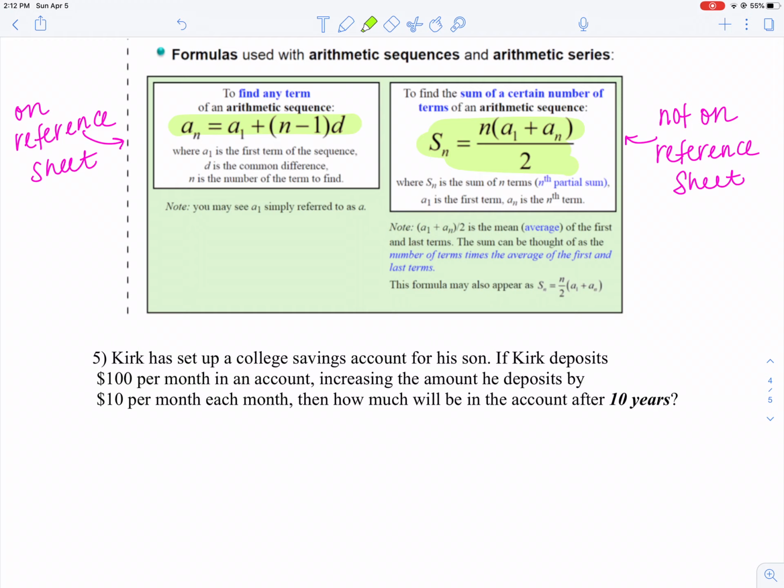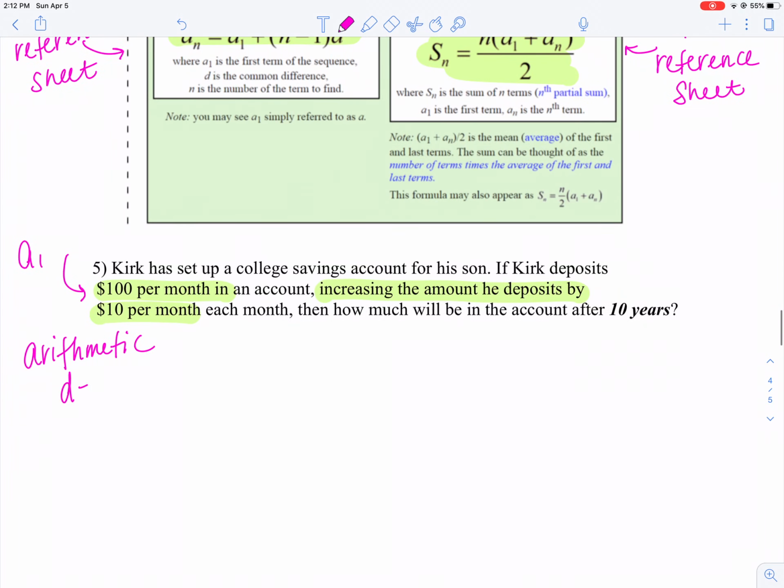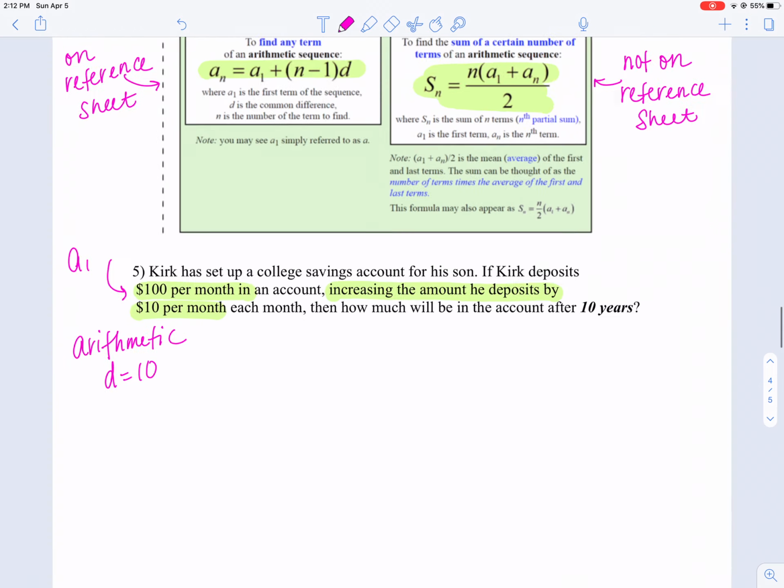So in this next one, it says, Kirk is setting up a college savings account for his son. He deposits $100 per month. So that's immediately saying to me, that's probably a sub 1. And it's going to increase by the amount he deposits, $10 a month. So that's arithmetic. Every month he's depositing $10. If this is arithmetic, you have a clear common difference of 10.